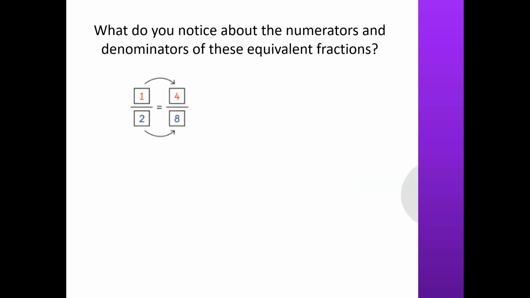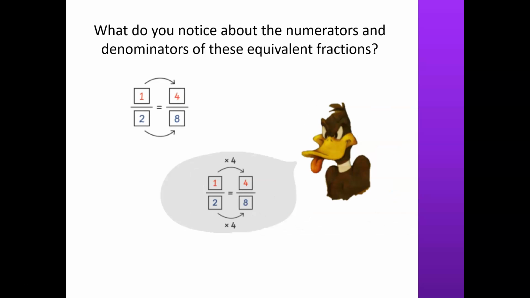And finally, Drake has recognised that both the numerator and the denominator in this equivalent pair had been multiplied by 4. The numerator, 1 times 4 is equal to 4, and the denominator, 2 times 4 is equal to 8. The equivalent fraction is 4/8.